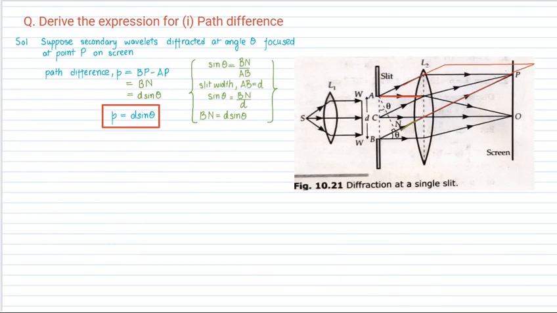Because at this center, consider this ray AO, consider this ray BO. All of this light falls on the screen with nil path difference. There is no path difference between this light and this light, and so on. If there is no path difference, all of the light falls on this point O without any phase difference. In that case, you will get a central bright fringe.